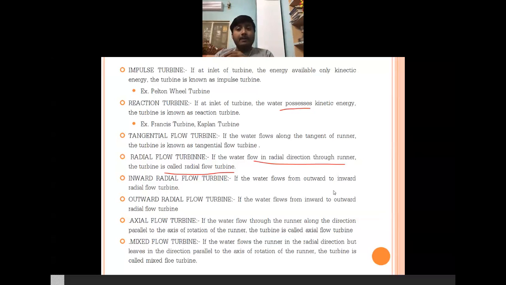And the last one is the mixed flow turbine. What is a mixed flow turbine? A mixed flow turbine is that kind of turbine which consists of two types of flow. That means there must be axial flow as well as radial flow. अगर radial flow भी है, axial flow भी है, दोनों mix हैं, so it is known as the mixed flow turbine. The Francis turbine is your mixed flow turbine. So these are the categories of turbine as per the flow direction of water.